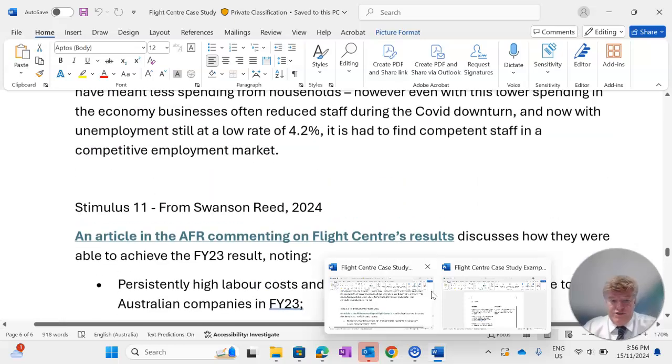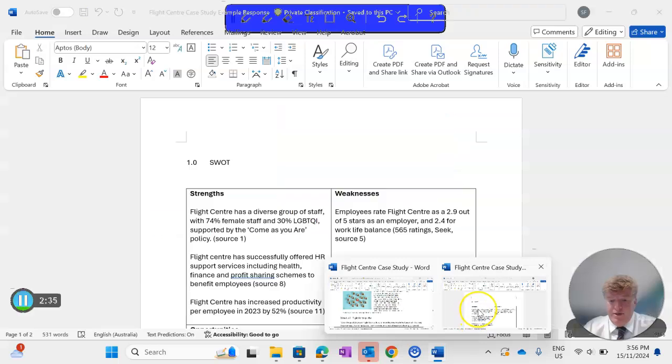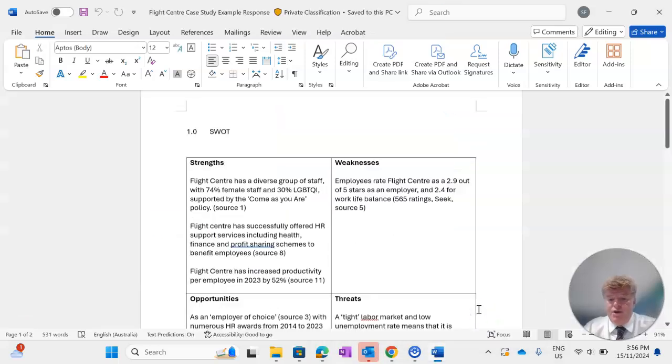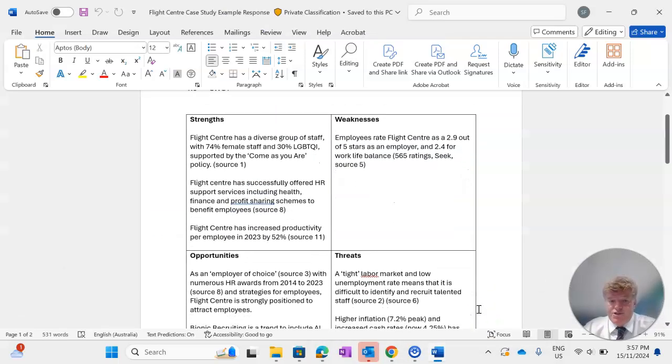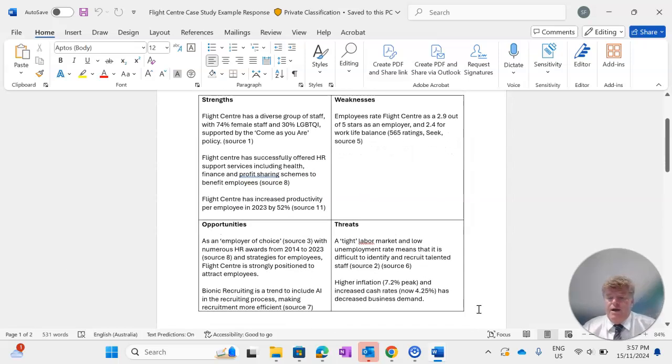I'm not going to go all through the stimulus. I put together quite a number of pieces of stimulus to make sure we had plenty that we could work on with. So here's my response to that. So let's have a look. It was a SWOT, strength, weaknesses, opportunities, threats. There's nothing too exciting there, I would hope.